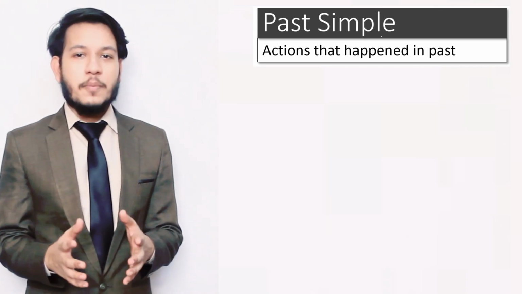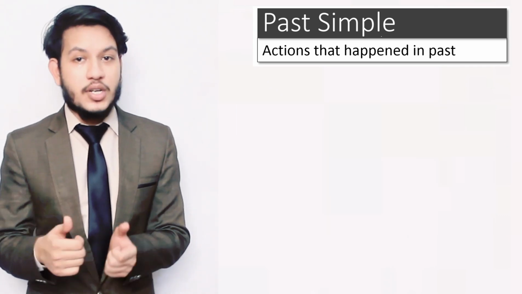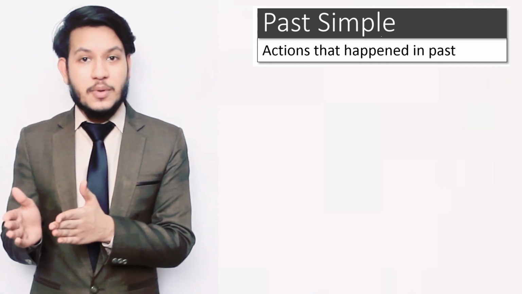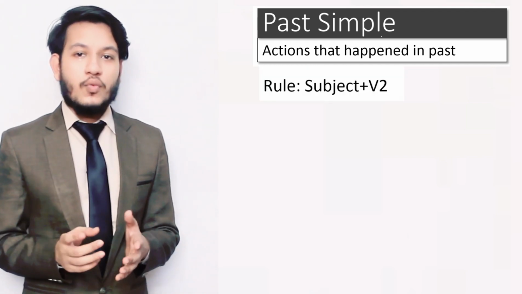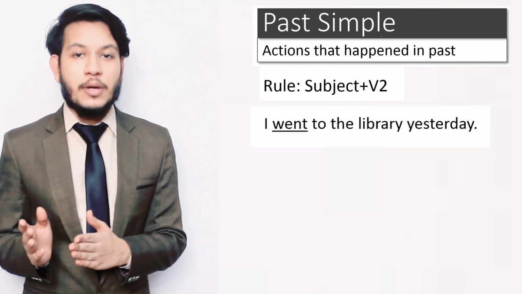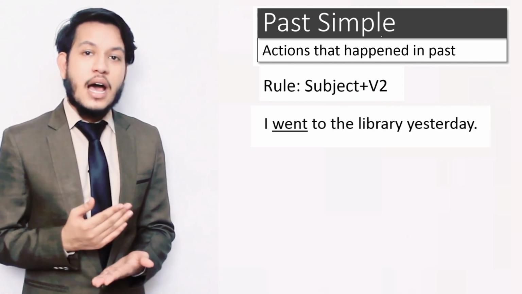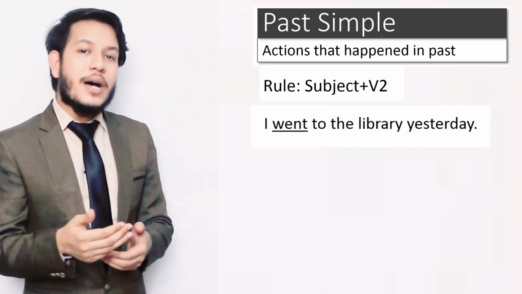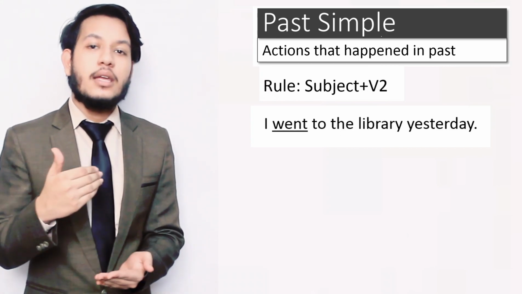We use past simple for the actions that happened in past. यानी हम past simple उन actions के लिए use करते हैं जो past में हुए हैं. We make past simple with a subject and a second form of the verb. As in the first example it says I went to the library yesterday. यानी इसका मतलब ये है कि कल past में ये action हुआ, कल मैं library गया.